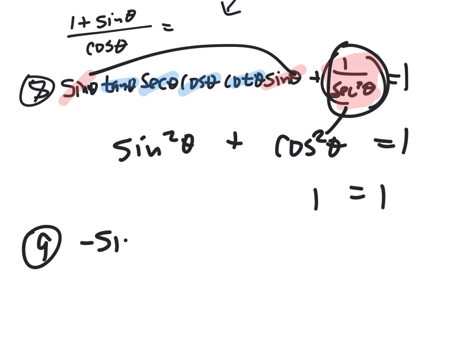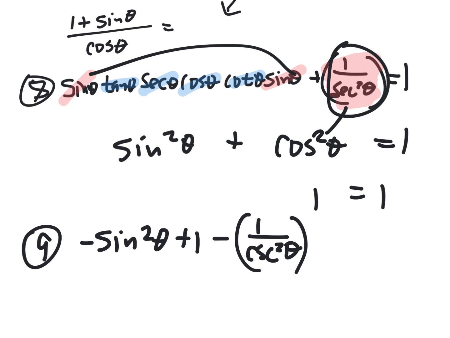Negative sine squared theta plus 1 minus 1 over cosecant squared theta. And that little nugget right there, you're going to want to change that to something else. Prove that that's all cosine of 2x. You might have to look it up on the chart because I don't know if you know what cosine of 2x is supposed to look like.